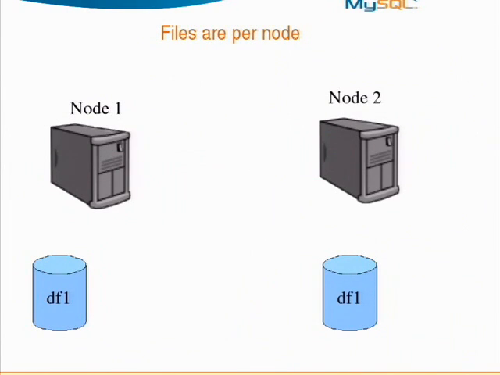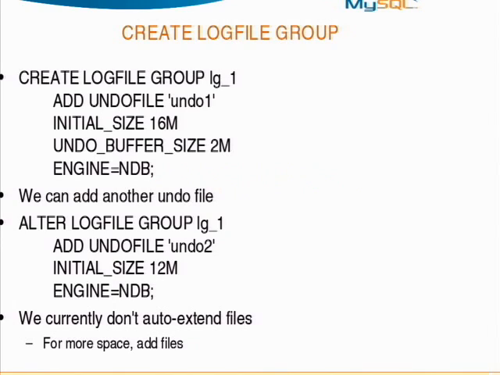And files are per node. Because we have replicas of things, and we split things up, partition them, you have these files on each node. So let's look at the SQL. Creating a log file group, pretty simple SQL. Give it a name, add an undo file, the initial size, as well as engine equals NDB.